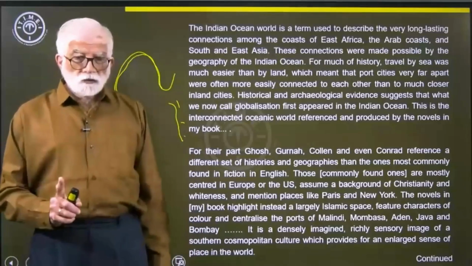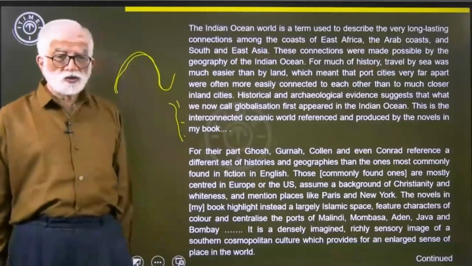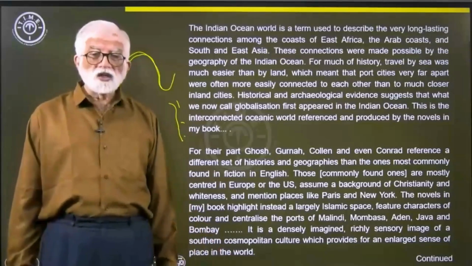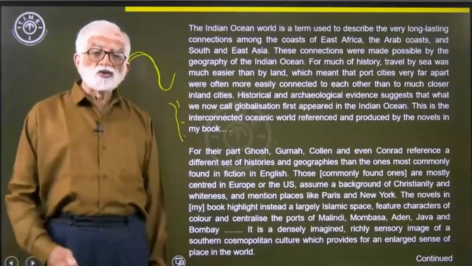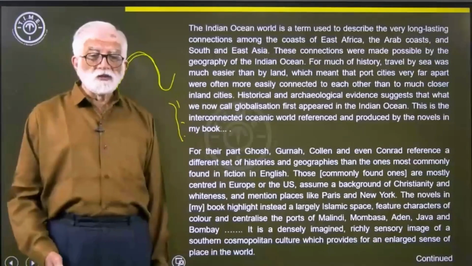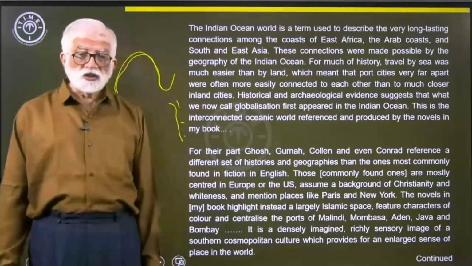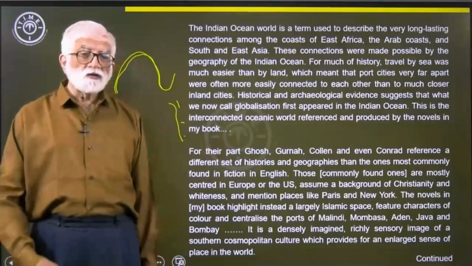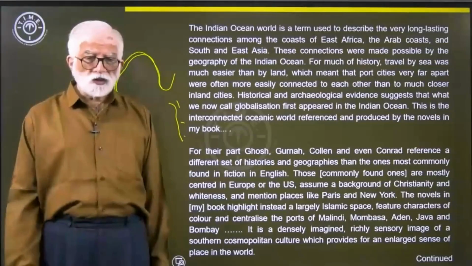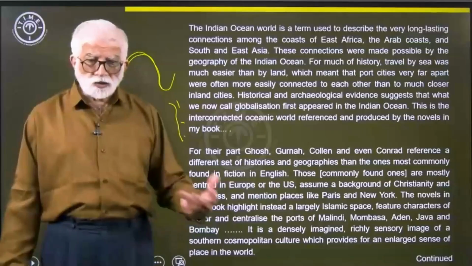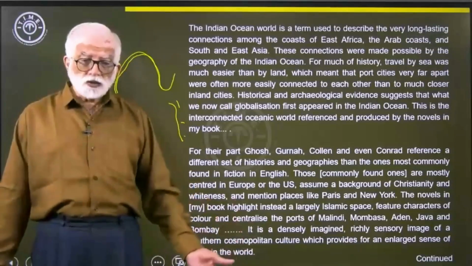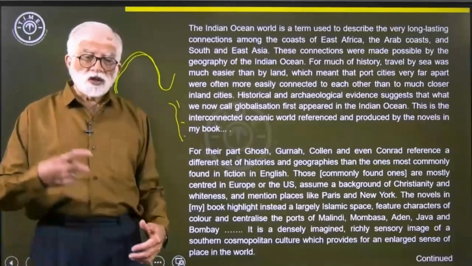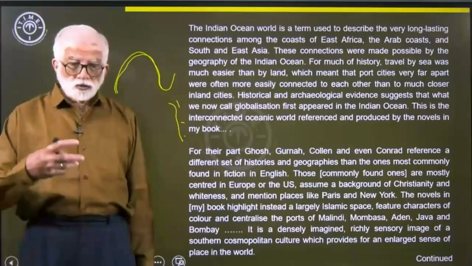Here, the Indian Ocean world is a term used to describe the very long-lasting connections among the coasts of East Africa, the Arab coast, and South and East Asia. These connections were made possible by the geography of the Indian Ocean. For much of history, travel by sea was much easier than travel by land, which meant that port cities very far apart were often more easily connected to each other than to much closer inland cities. Traveling by land was difficult, and crossing terrain was difficult, and sometimes people didn't actually manage to do it. But by sea, even distant ports could be connected more easily than locations on the same land which were difficult to traverse, right?